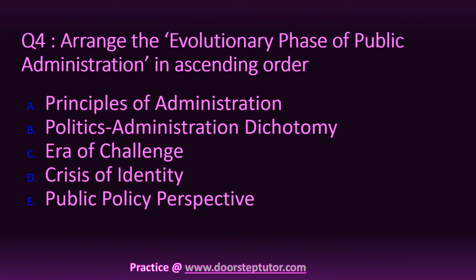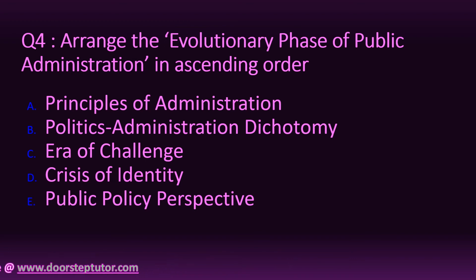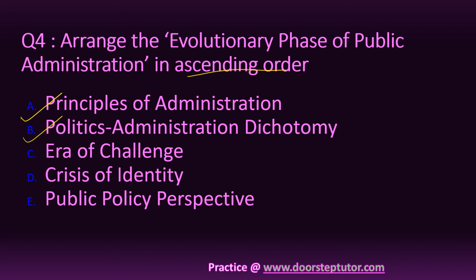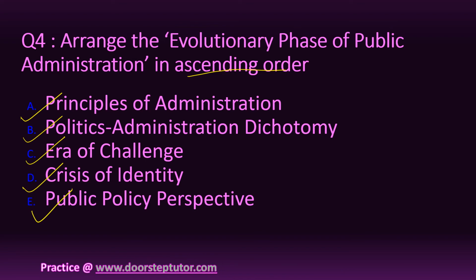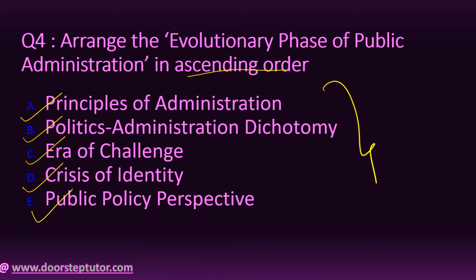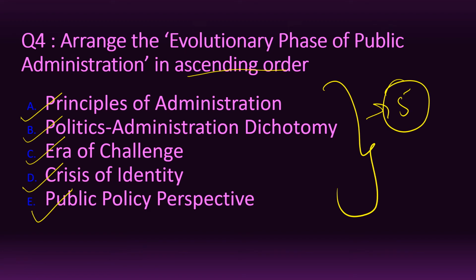Another question that came up in the exam and was quite tricky for the candidates was this one. You have to arrange the evolutionary phases of public administration in ascending order. Five options were given: principles of administration, politics-administration dichotomy, era of challenge, crisis of identity, and public policy perspective. You have to arrange them in ascending order.